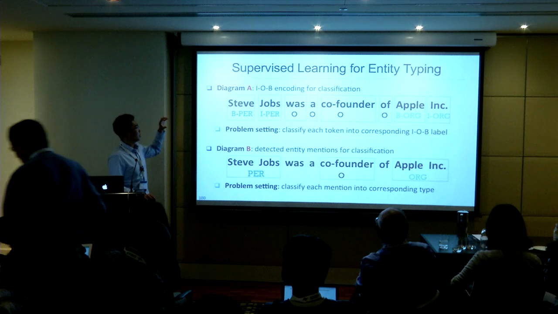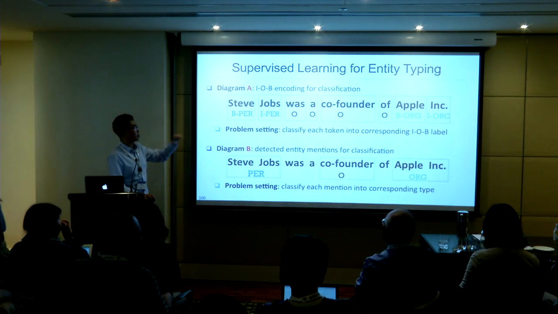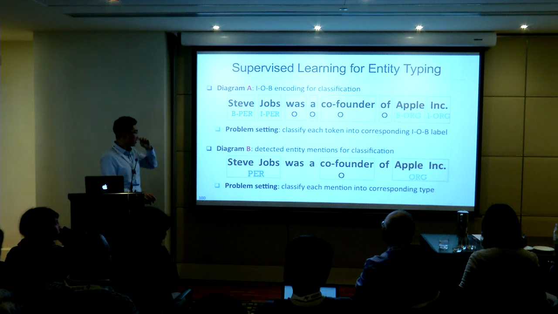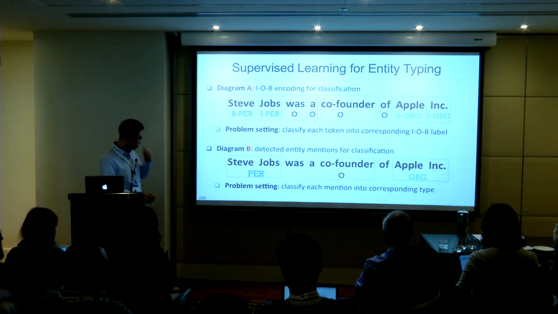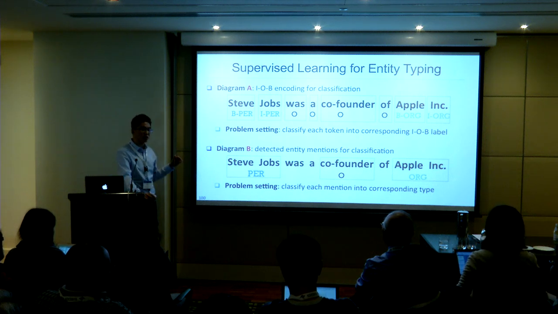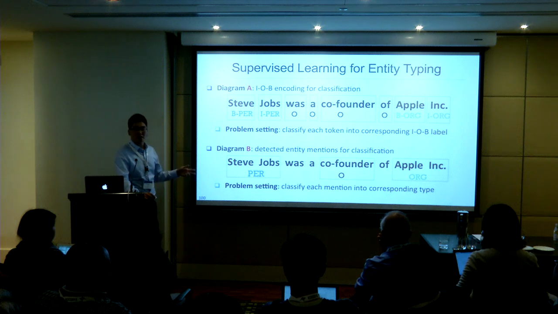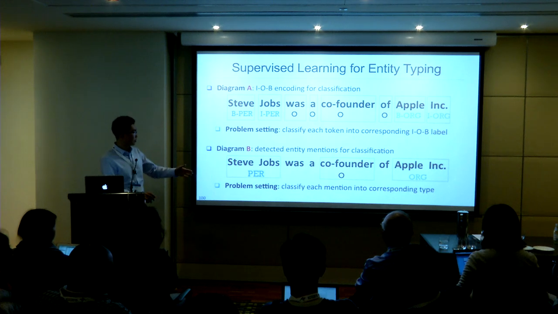That's diagram A. We call it IOB encoding for the classification, and the problem setting is to classify each token into a corresponding label. And diagram B assumes that the entity boundaries are given, meaning that the entity mention is already extracted. So all you need to do is classify each entity mention into the corresponding label, like person or location.